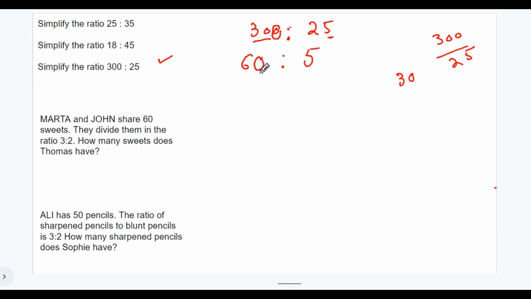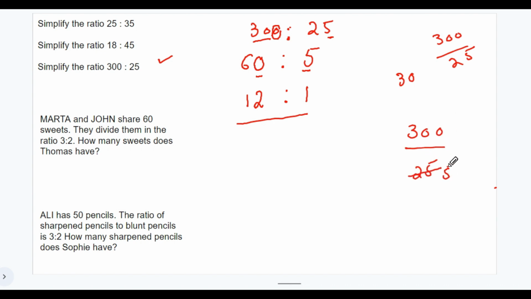Okay, now look here again, these numbers can be divided by 5. Why? Because there is 5 and there is 0 at the end. So you know that 5 times 12 is 60 and 5 times 1 is 5. So now look, this is your simplified ratio. If you divide your numbers, even then you are going to have the same answer.